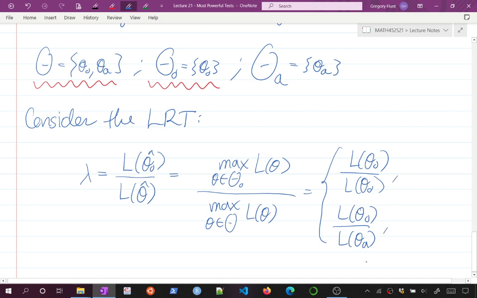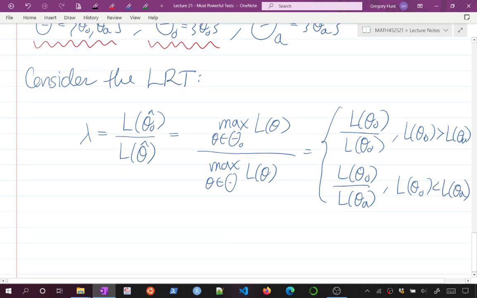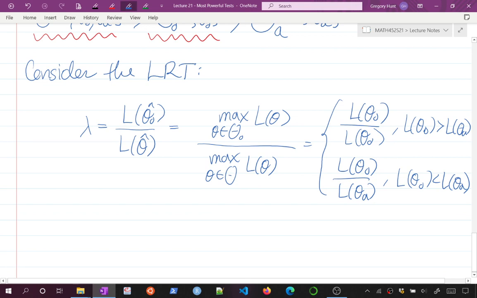So when is this going to happen? Right, so this first one's obviously 1. Well, the bottom is just going to pick whichever one is larger. This will happen if L of theta naught is bigger than L of theta a. And this will happen in the reverse if L of theta naught is less than L of theta a. That's all it means to be an MLE, is we're going to pick the one that's larger. So if L of theta naught is larger, we'll put it in the denominator. If L of theta a is larger, we'll put that in the denominator.